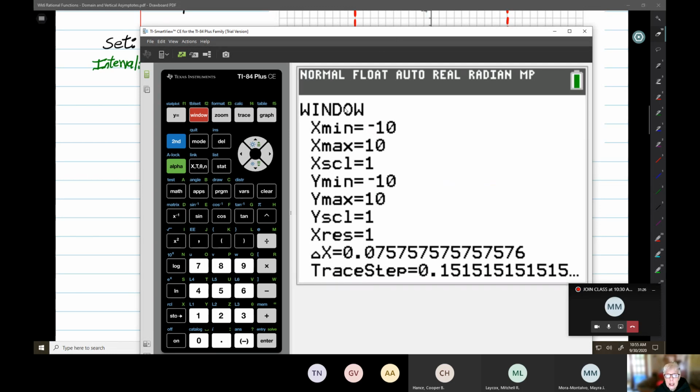I am going to change my window to -25 to 25. Y min, let's try this again, -25 to +25, like that. I'll probably change the scale too, but let's graph now.